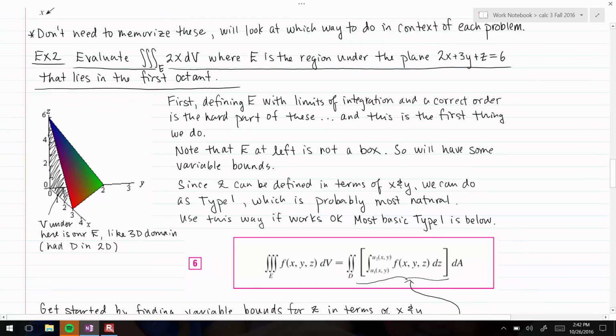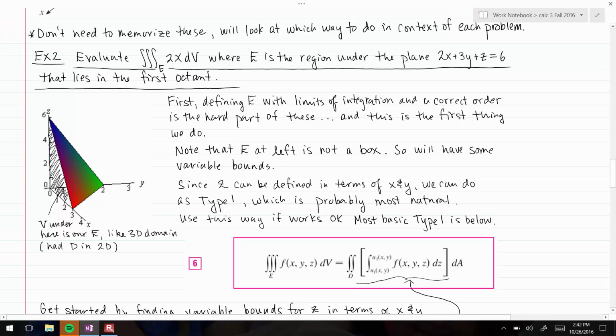All right, let's actually look at a real problem. We're evaluating the triple integral over E of 2x. E is the region under the plane 2x plus 3y plus z equals 6 that lies in the first octant. So here we're given that plane in the first octant, and the domain is the solid underneath that plane in the first octant.